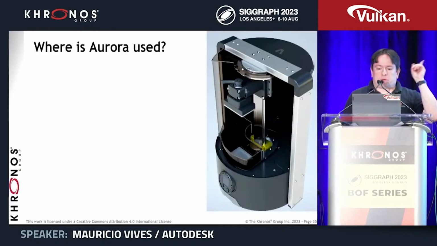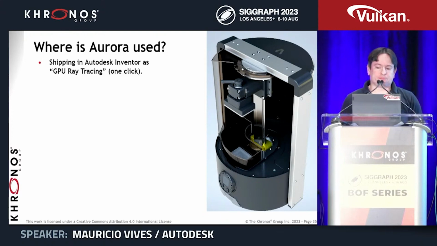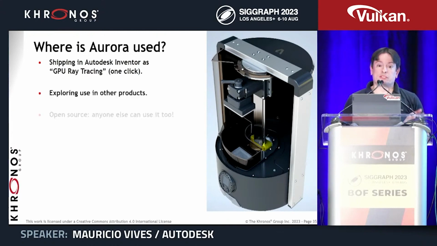So, next question. Where is Aurora used? Aurora is already shipping in Autodesk Inventor as the new GPU ray tracing feature. So this, on the right side there, is a screenshot of a 3D printer model in the Inventor viewport. We're also exploring the use of Aurora in other products, but I can't speak on behalf of those product teams here. Of course, since it is open source, anyone else can use it too.